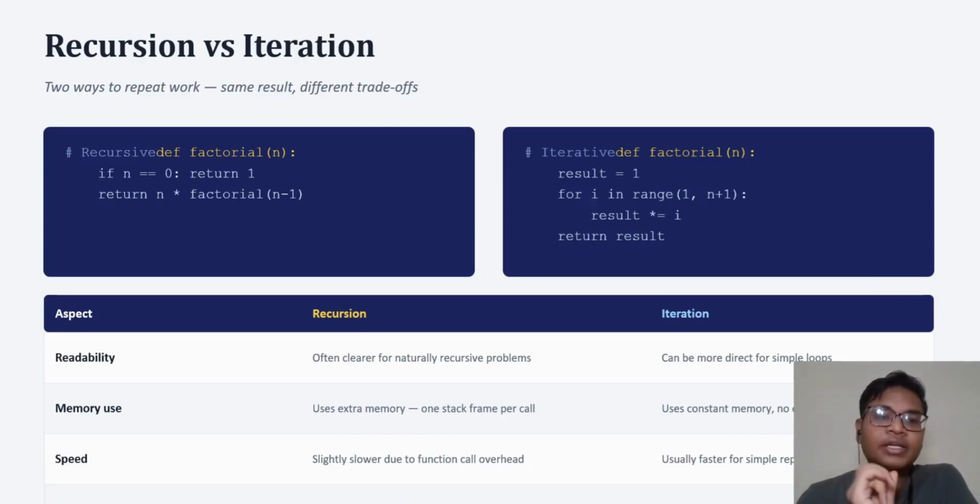Like in recursion, we created a factorial function, and we found the factorial with the help of that. Now we have to do it with an iterative function. We have to find the factorial using iteration, and with the help of the iteration, we can find the result. Okay. So what is the difference between these two things? Let's talk about this.